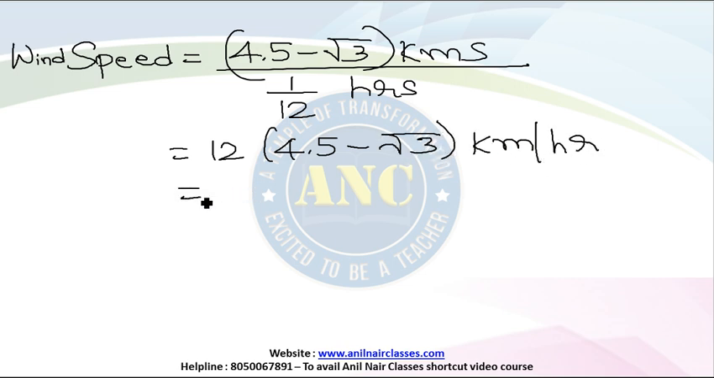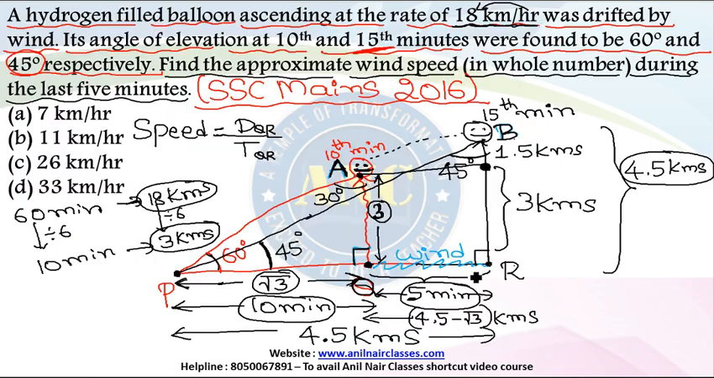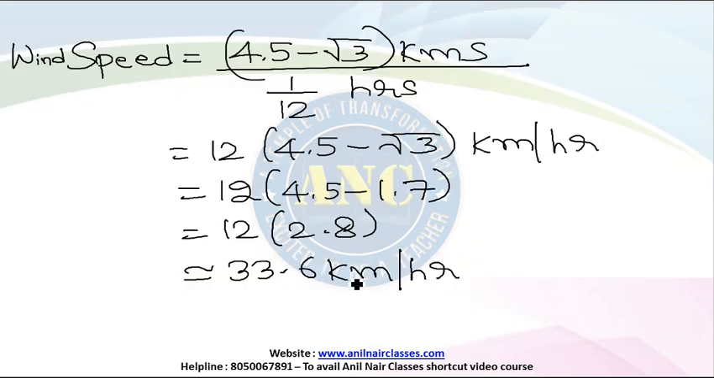12 into 4.5, or I can also say that this is 12 times of 4.5 minus 1.7. It is 12 into 2.8. Approximately it is 33.6 kilometers per hour when you calculate it. But your question says find the approximate wind speed in whole numbers. The nearest whole number closer to 33.6 is 33. Answer is approximately 33 kilometers per hour.